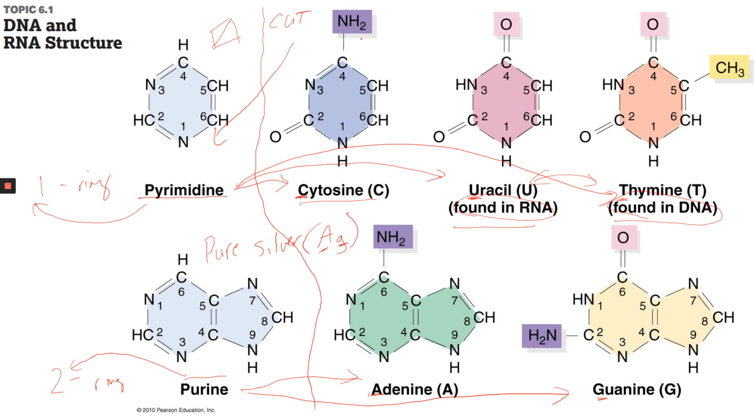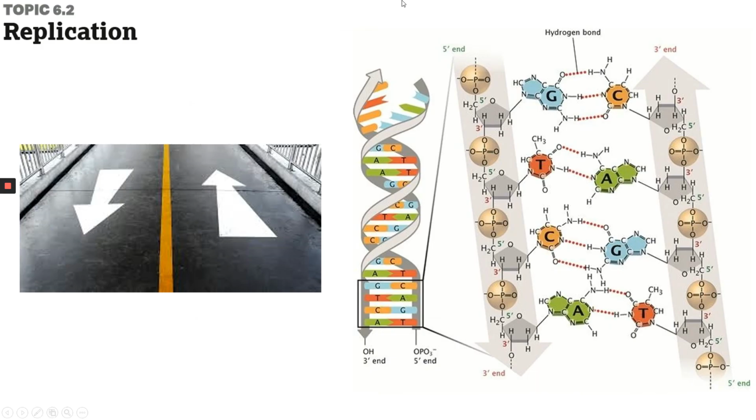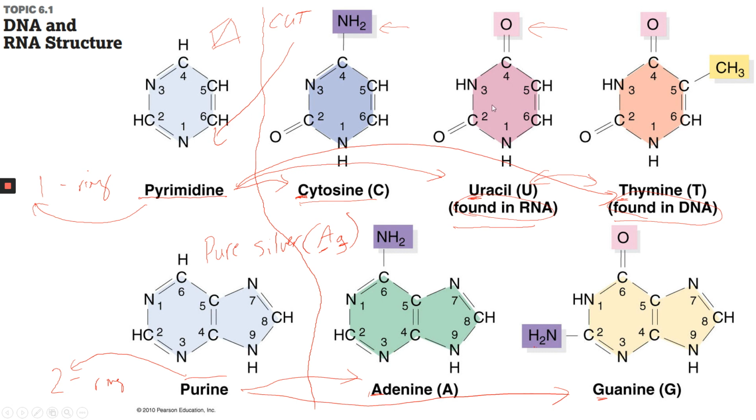Now, do you need to know the specific differences between these? In other words, this one has an NH2 coming off. This has just an oxygen over here. No, you don't need to know that stuff. But it's interesting to note that they do vary by these functional groups that come off and actually form these hydrogen bonds. So as far as structure is concerned, that's going to be it for this video. In the next video, we'll start talking about DNA replication.